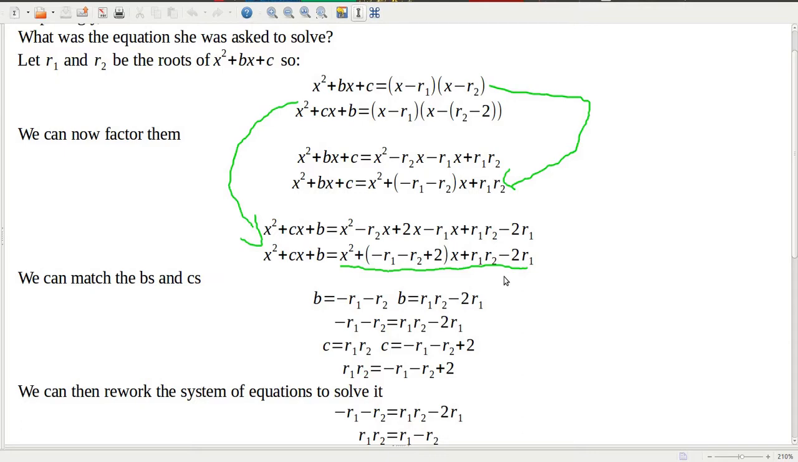Now we can match the b's and the c's, which will yield negative r1 minus r2 is equal to r1 times r2 minus 2r1. And for the c's, we get r1 times r2 equals negative r1 minus r2 plus 2.